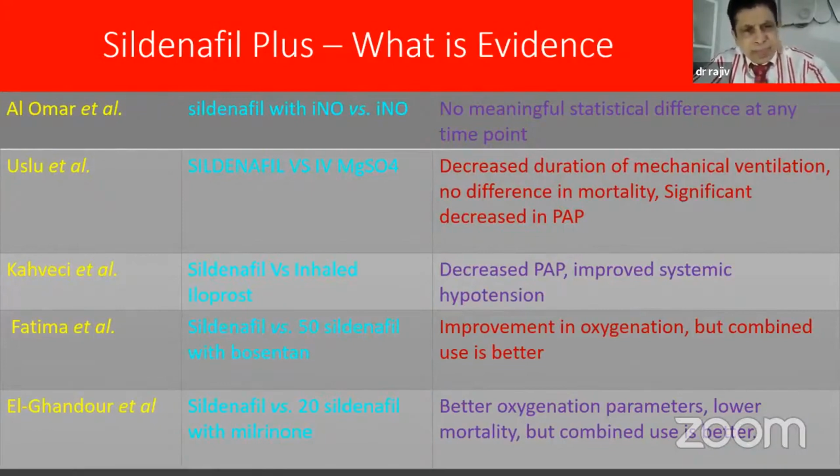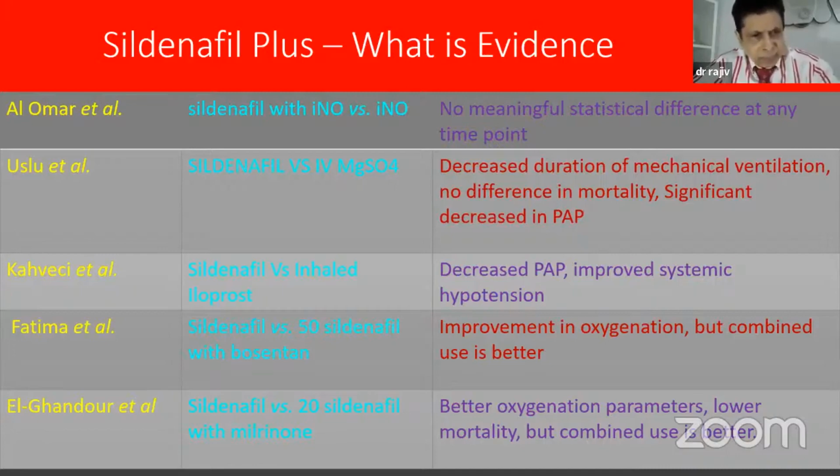Sildenafil and magnesium sulfate also decreased PAP, but in view of the hypotension, all of us are worried not to use it. And sildenafil and iloprost, 2 different pathways, you're using the cAMP pathway and the cGMP pathway. It did well, but there was a tendency towards systemic hypotension with iloprost, and it's not available in India so freely. Fatima used sildenafil and bosentan, 2 different pathways, the cGMP pathway and the endothelin pathway, and reported better improved oxygenation.